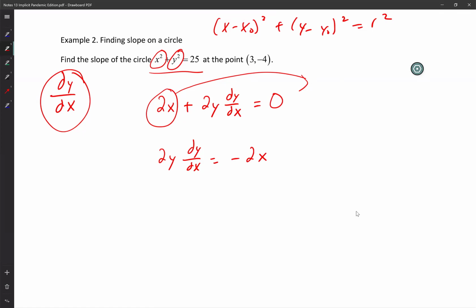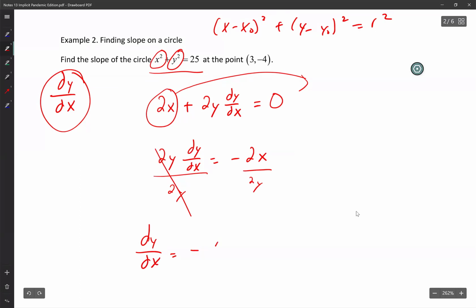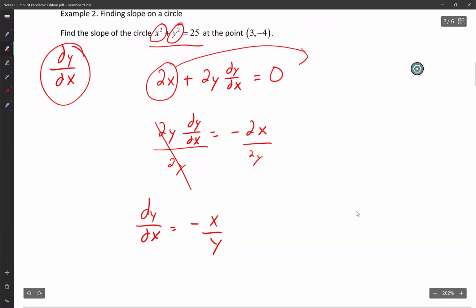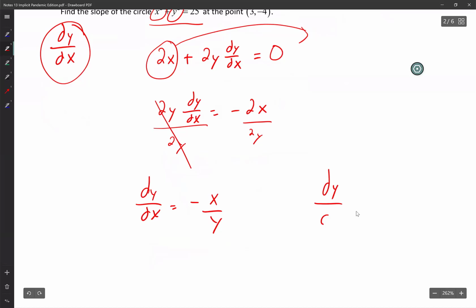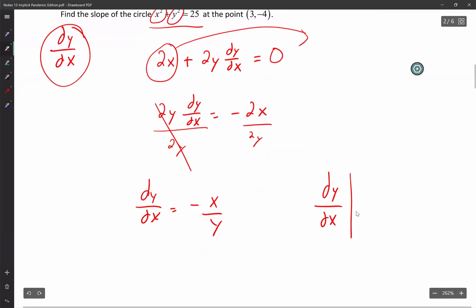Are we still okay? I'm going to divide by 2y. So now I have dy dx equals negative x over y. Cool or not cool? You're going to catch on real quick. Next, dy dx evaluated at the point 3 comma negative 4 is equal to negative 3 over negative 4. So my slope is 3/4.